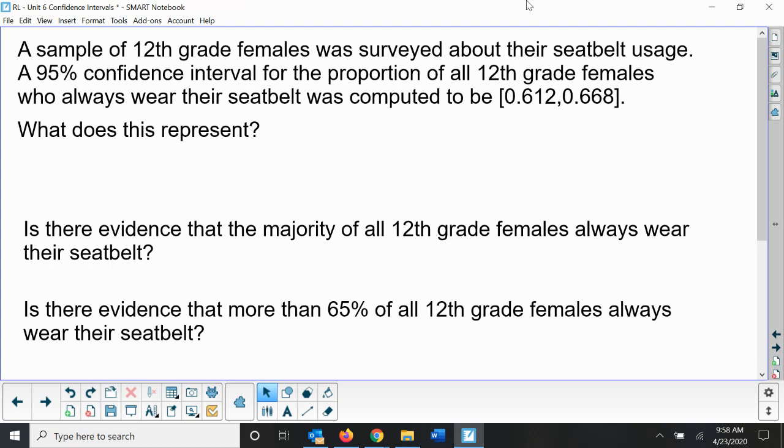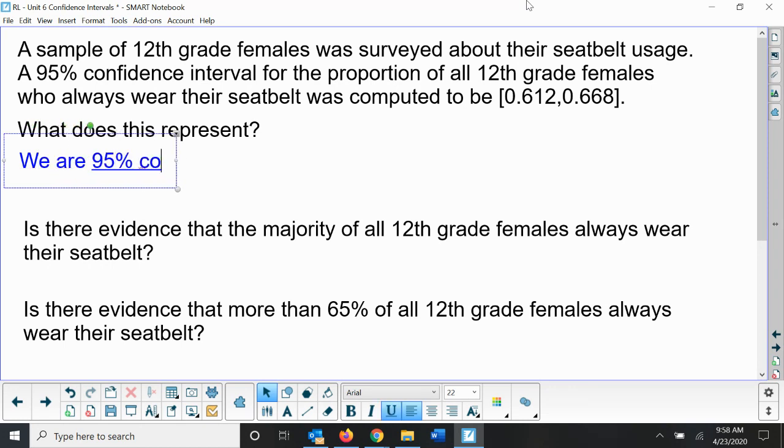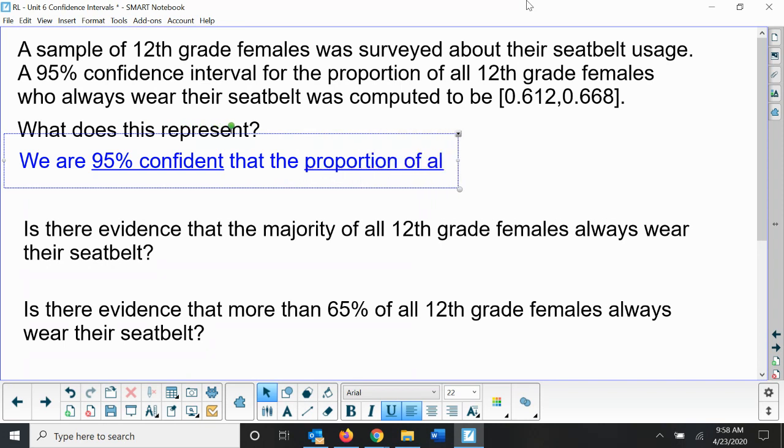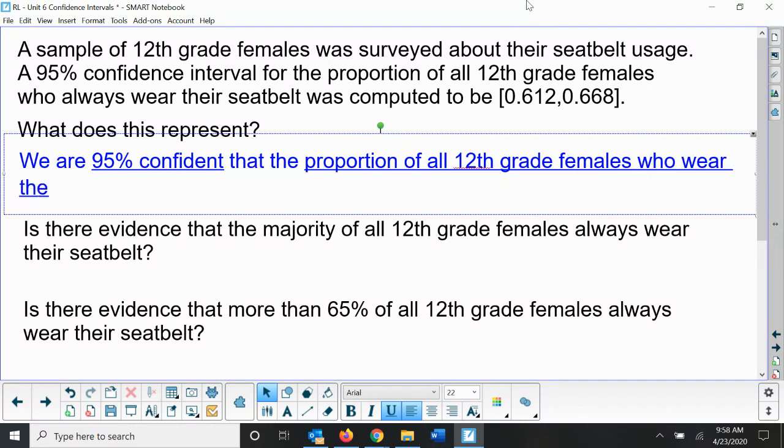So what does this represent? I need to write my summary statement. So we are, and then we state our confidence level, 95% confident that the, now we're talking about proportions here, so I need to use the word proportion, of all 12th grade females who wear their seatbelt is between, and then we state our interval numbers.